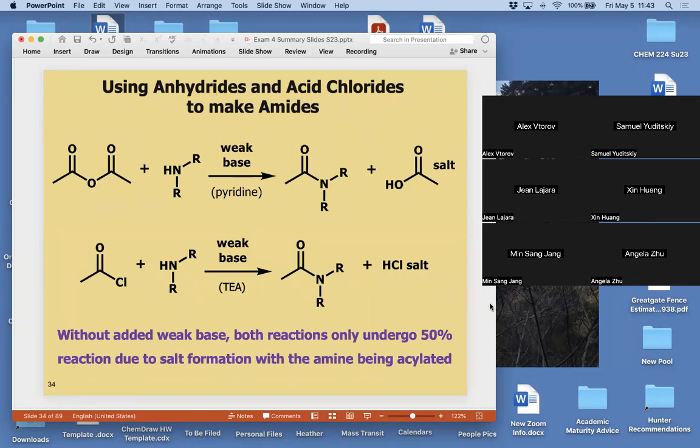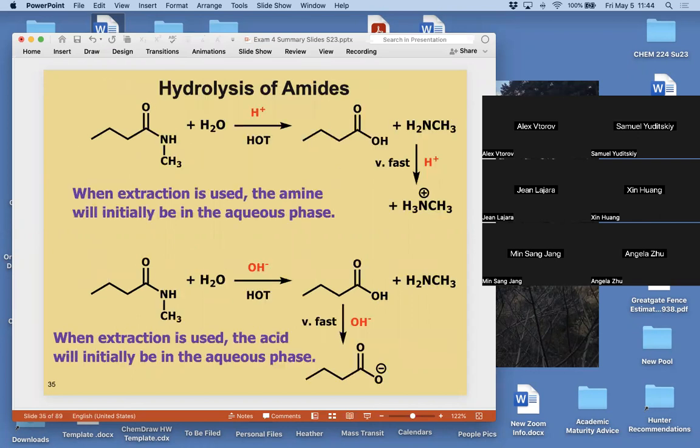Anhydrides and acid chlorides. I've improved some of these slides. Anhydrides very often, as a rule, include pyridine. Acid chlorides, as a rule, include triethylamine. So I just put down a set of the options as standard choice. Hydrolysis is tough, but works under acid and base.